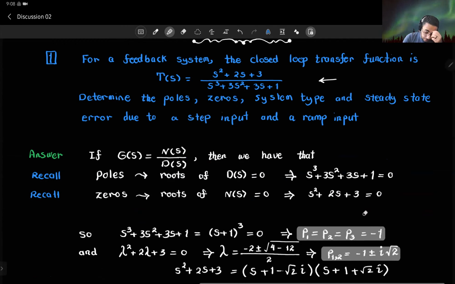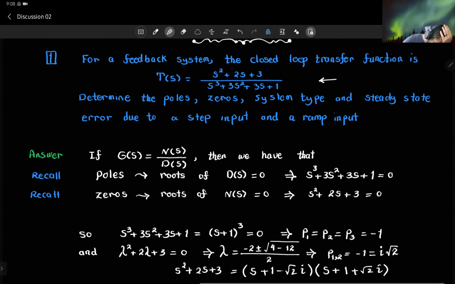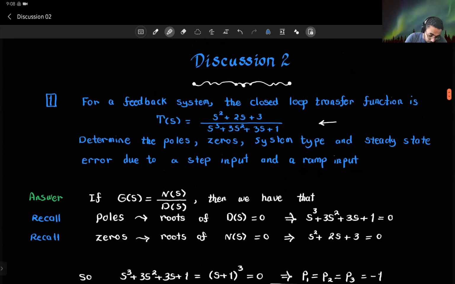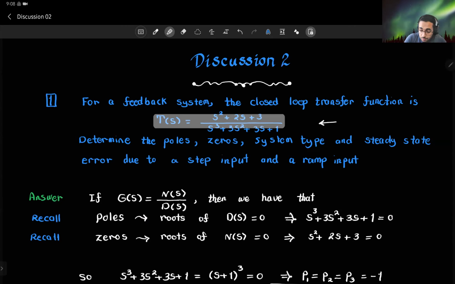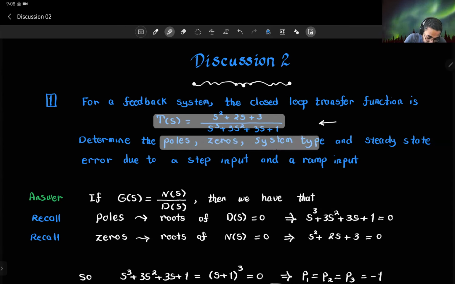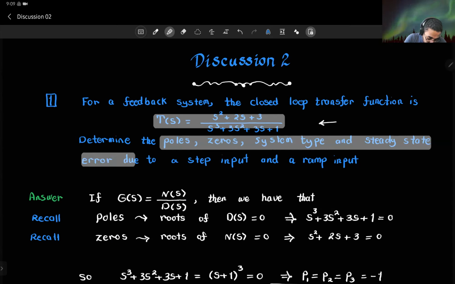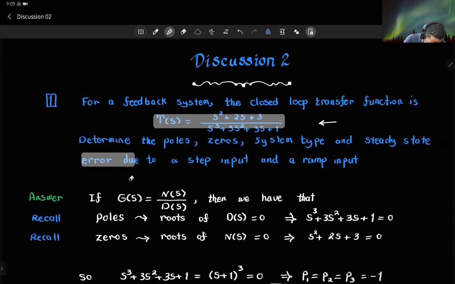All right, so the first problem we have for today is we are given a feedback system that has this closed loop transfer function. And let me just emphasize the fact that this is the closed loop transfer function, not the open loop. So we'd like to determine the poles of the system, the zeros, the system type, and the steady state error due to a step input and a ramp input. Okay.